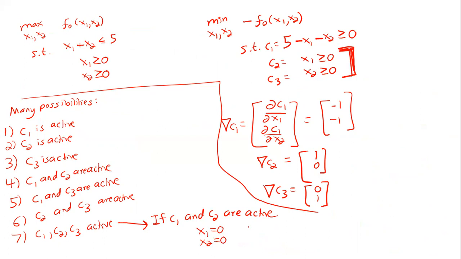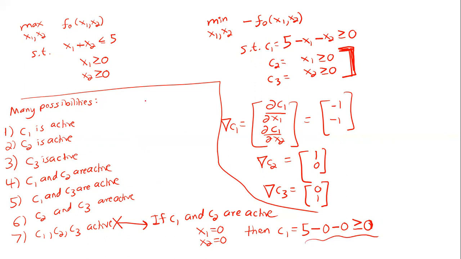And so if that's true, then C1 is equal to 5 minus 0 minus 0, which is greater than or equal to 0. Now, it's clearly not going to equal 0 if x1 and x2 are equal to 0. So these are not going to be all three active at once, so I'm not going to consider that. This is definitely going to be greater than 0.